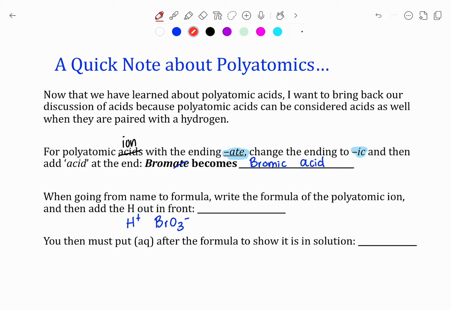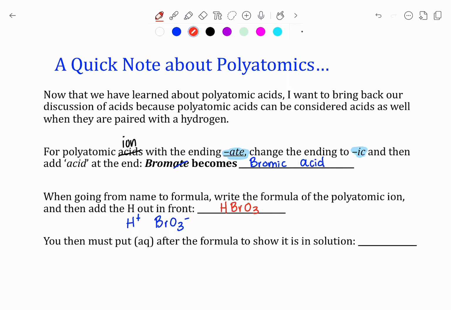Remember, polyatomic ions are going to stay together because they are covalent compounds that participate in ionic bonding. Okay, so that bromate has an overall charge of -1, so it needs one +1 hydrogen to balance out that charge. And that hydrogen is going to go out in front. So it is going to be HBrO3. So that's the formula for bromic acid.